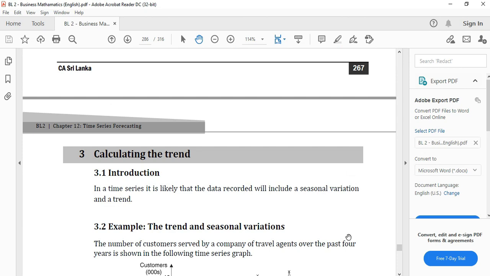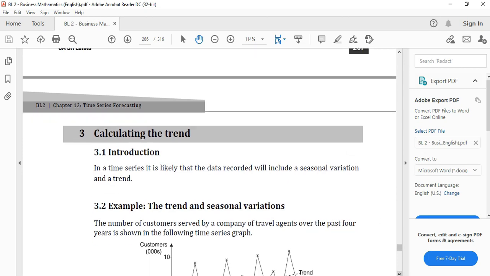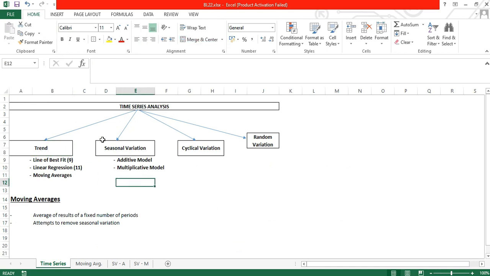Okay, now let's focus on calculating trends. Back to the Excel sheet, you'll see this breakdown. We've already learned line of best fit under chapter 9 or chapter 11 as well, and linear regression under chapter 11. Finally, what we have to learn in chapter 12 is moving averages. Moving averages get the average of results of a fixed number of periods, and attempt to remove seasonal effects. Let's see how to calculate them.